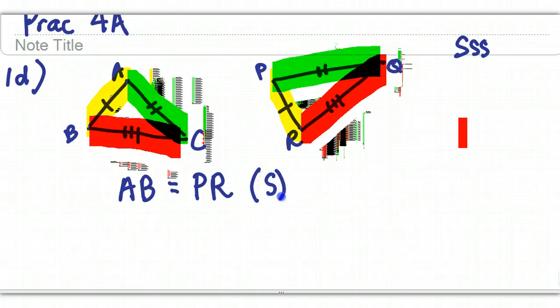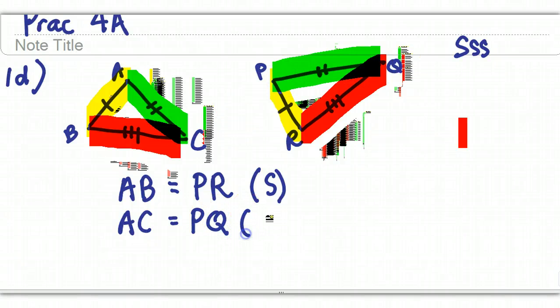And we write the reason here. This shows that the side is equal, and we use S to represent it. Now, the next side, AC. We know that A already corresponds to P, so we can write down P. And AC, the green line, will correspond to PQ, so we know that C will correspond to Q. And this is the second side.